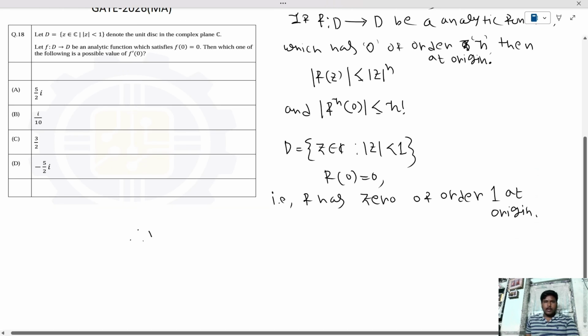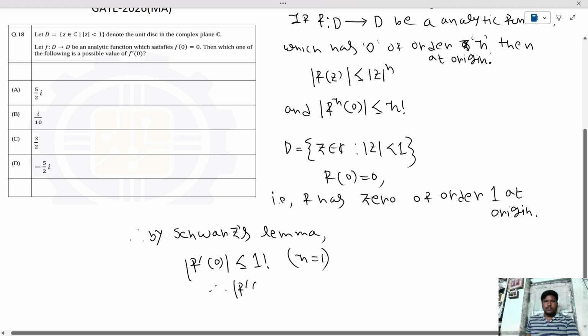So now therefore by Schwarz lemma, mod of f'(0) is less than or equal to 1 factorial, because by putting n equals to 1, mod of f'(0) should be less than or equal to 1. ओके. अब देखिए यहाँ पर f डैश 0 क्या क्या हो सकता है, यहाँ पर ऑप्शन दिया गया है.